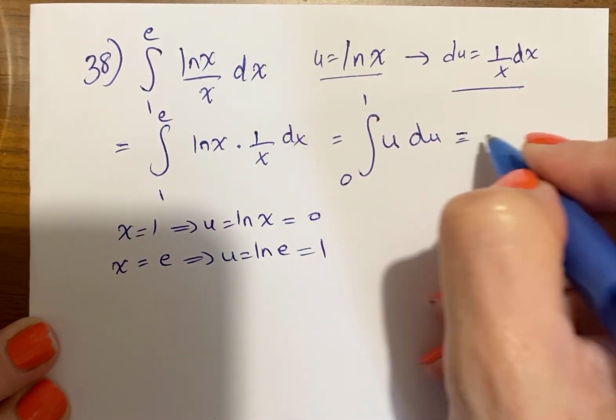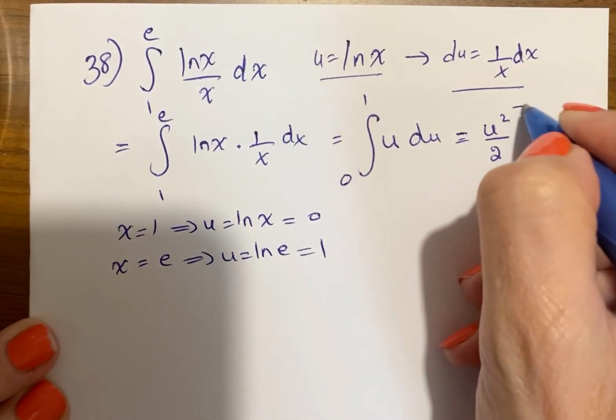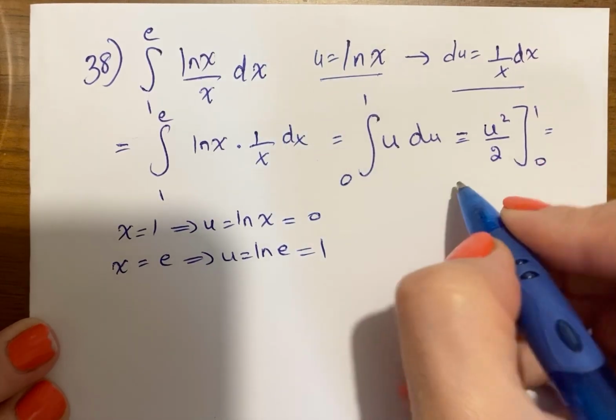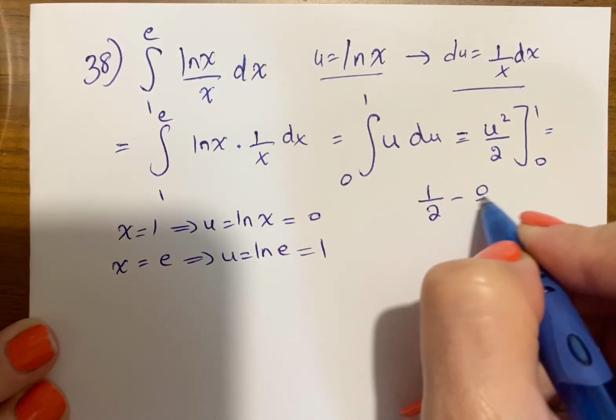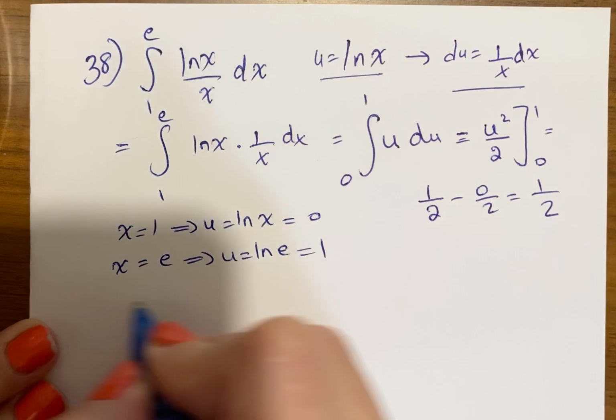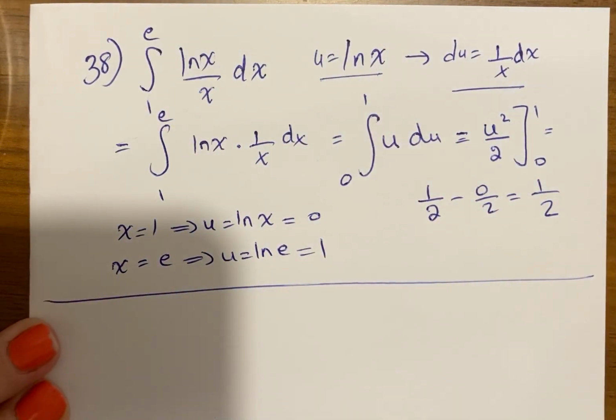The antiderivative of u is u squared over 2, which is 1 over 2 minus 0 over 2, 1 over 2. This is definite integrals.